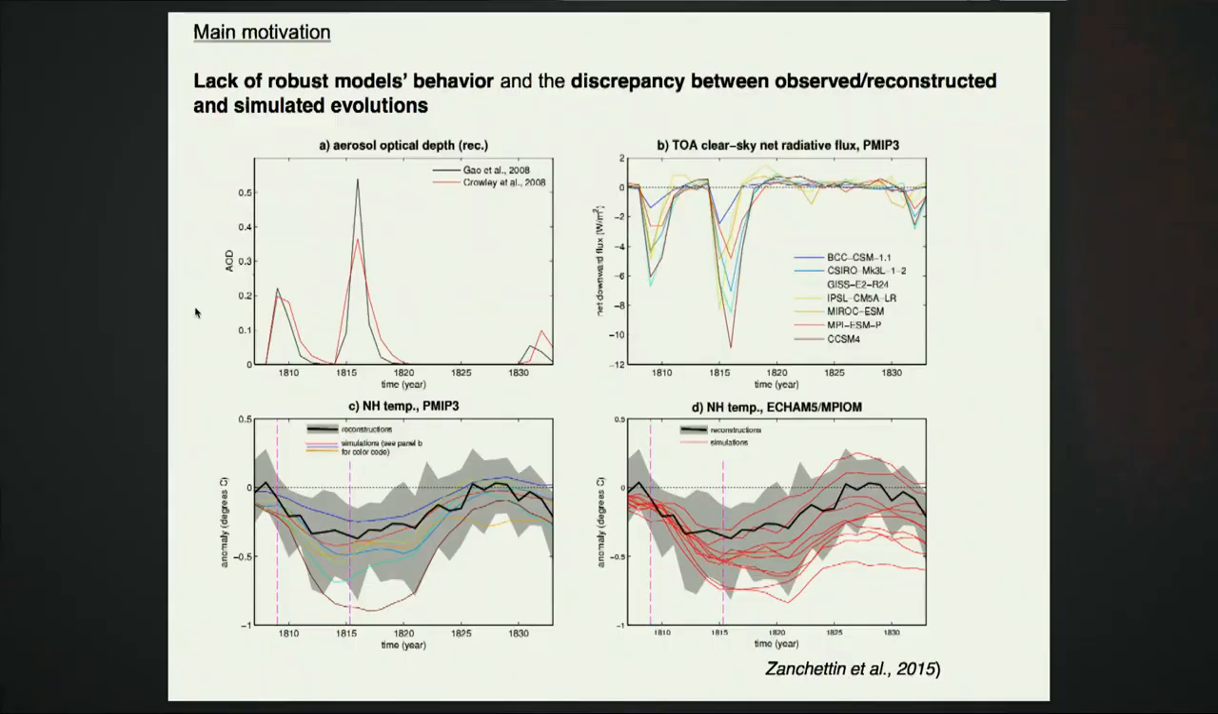Here the black curve is the mean of the reconstruction, and the gray shading gives the uncertainty range. In the different colors you see simulation results again, so we see there's a large spread. The last panel shows just our MPI model, with different simulations, and we also see a large uncertainty. So this drives us to say we have to do something. We have to really understand the response and reduce the uncertainties.